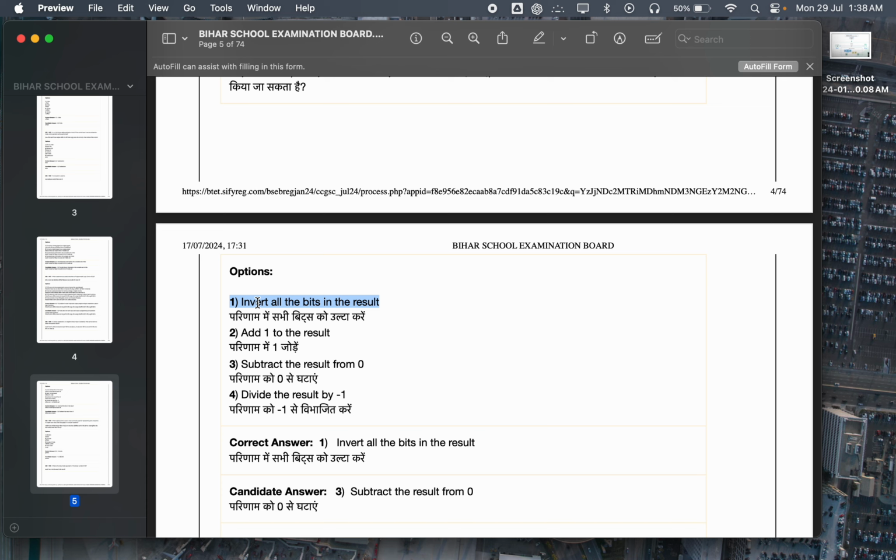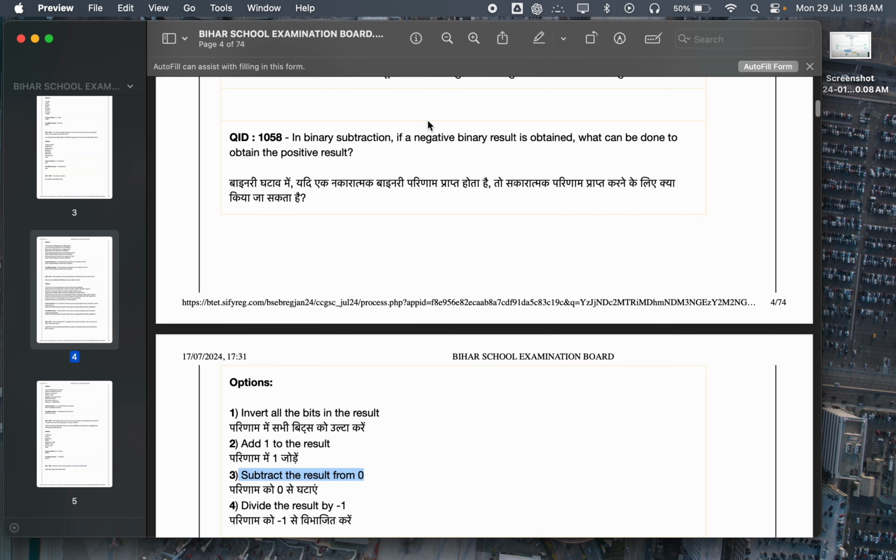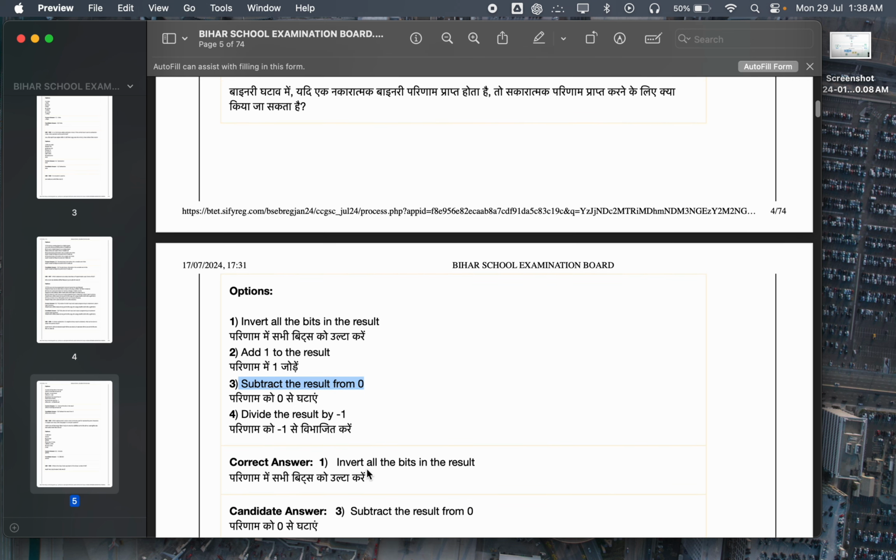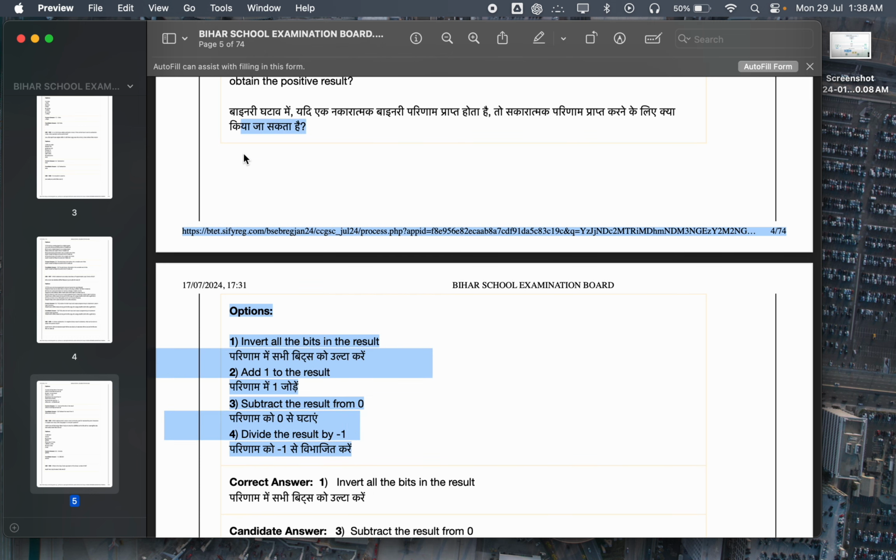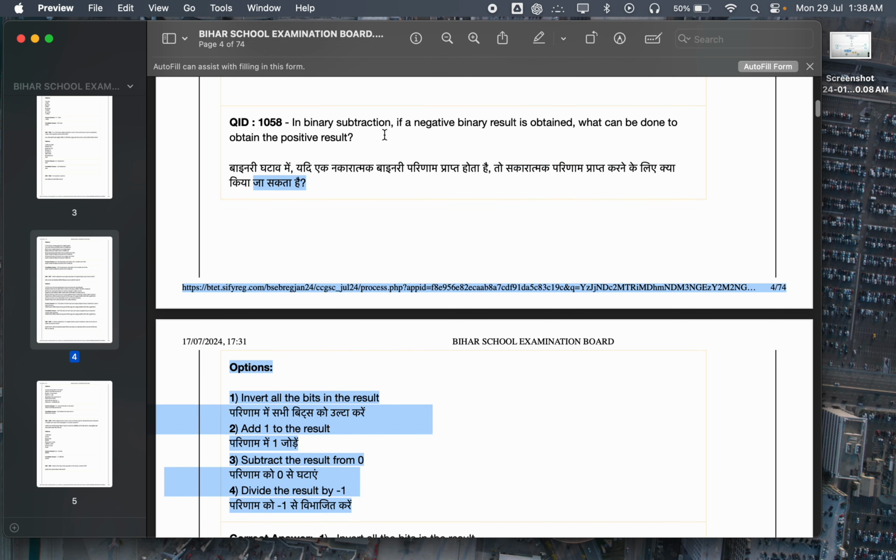So add 1 to the result, subtract the result from 0. I mean, if you subtract the result from 0 again, you can get a positive number. Divide the result by -1. Now here I need the ChatGPT answer because most of the answers make sense.